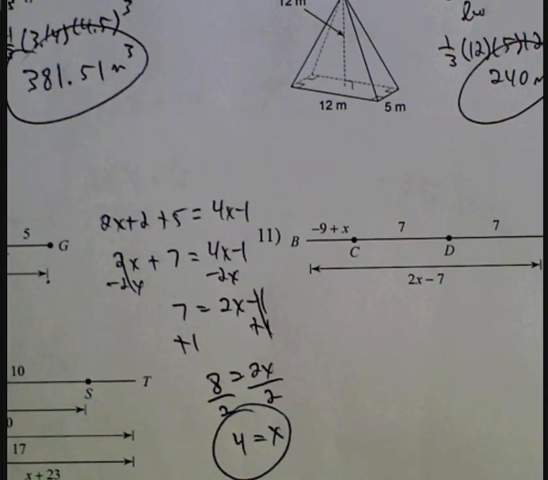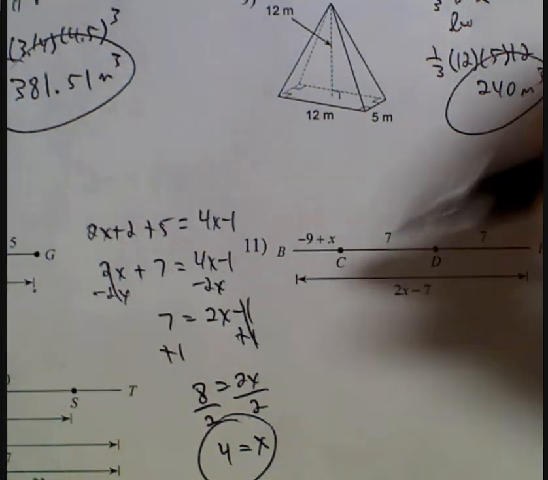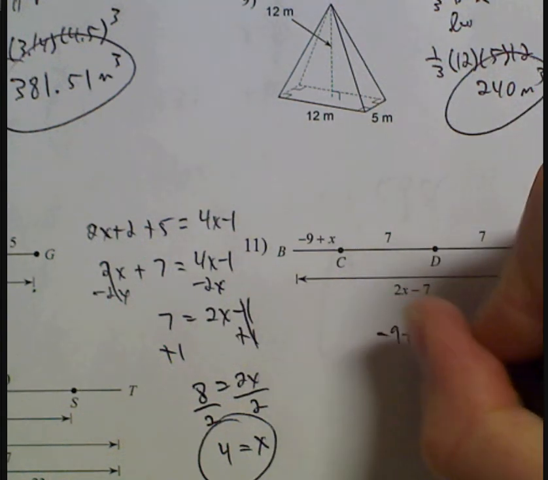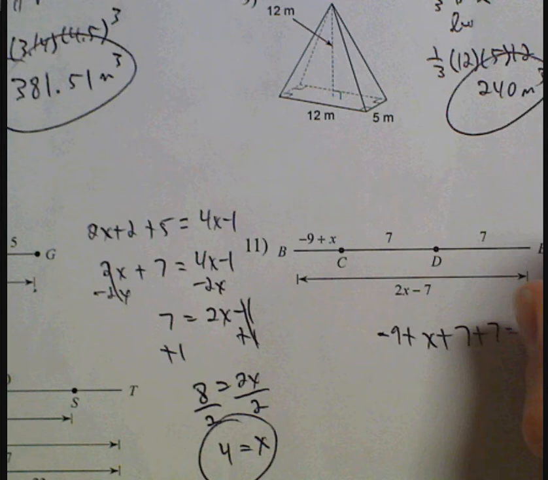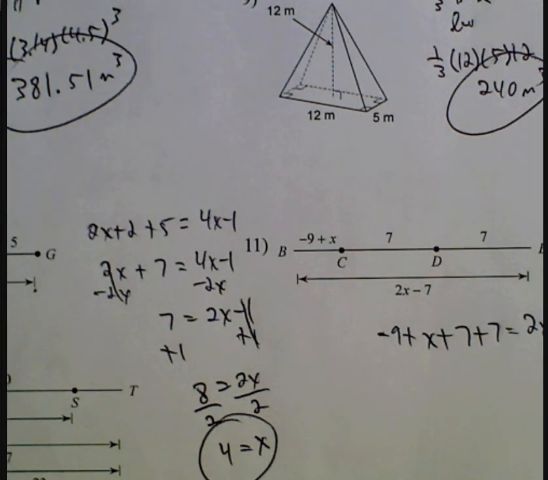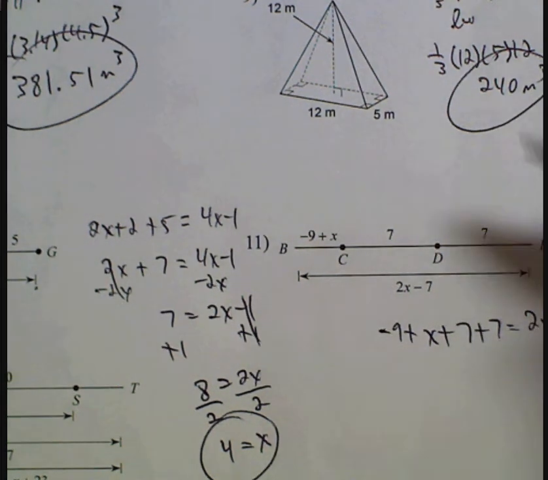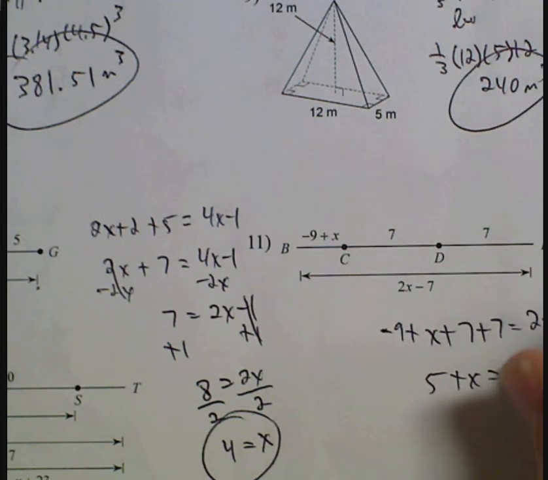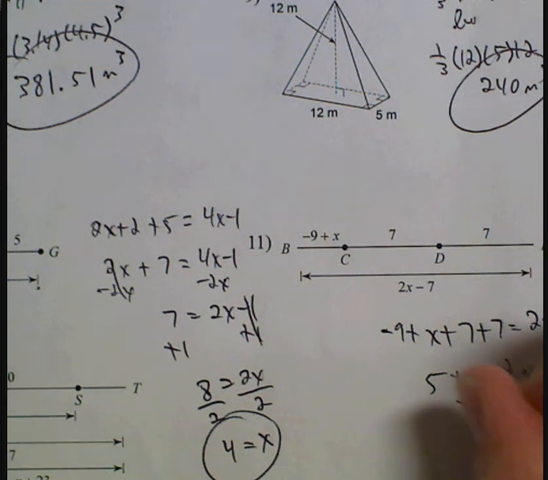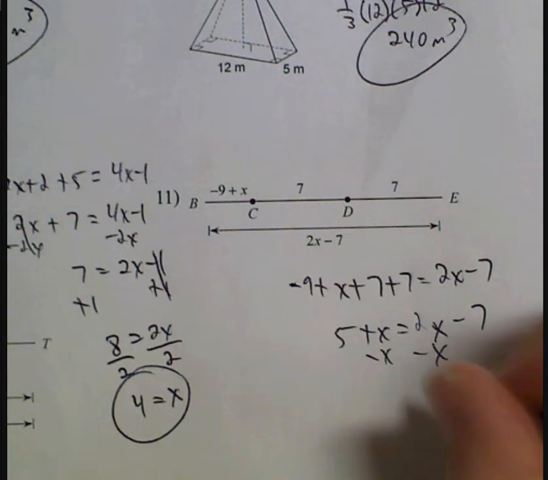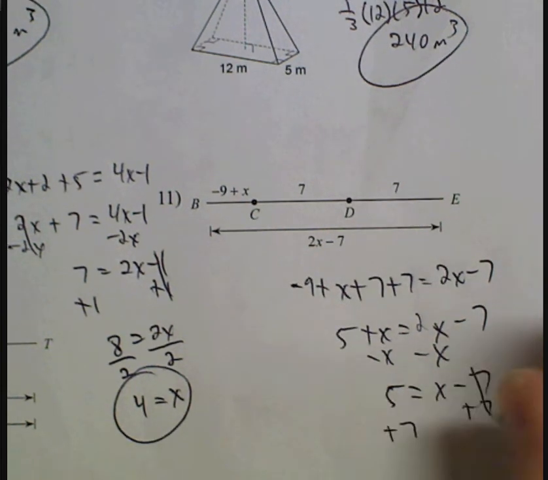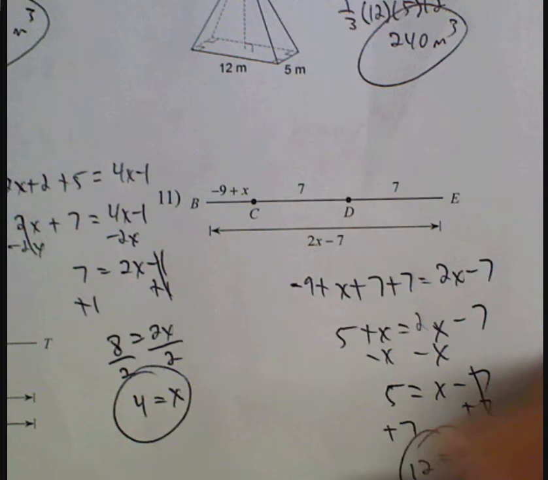Next one. So I know that all three of these have to equal 2x minus 7. So negative 9 plus x plus 7 plus 7 has to equal 2x minus 7. So whenever I find this, let's see what I get. So this is 14 minus 9 is 5. 2x minus 7. I'm going to bring over my x. So this would be 5 equals x minus 7. Add 7, add 7, 12 equals x.